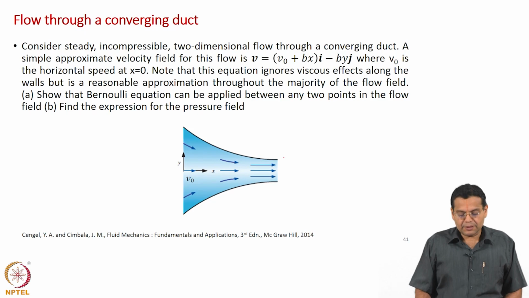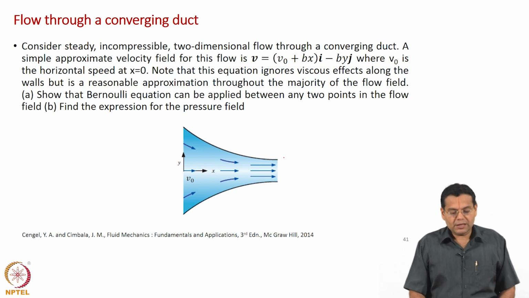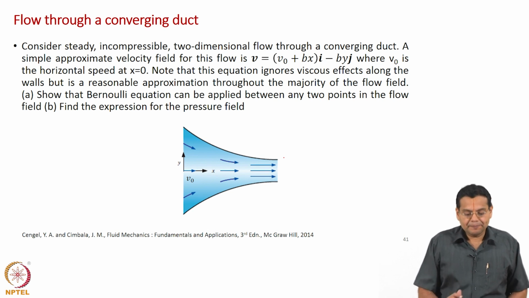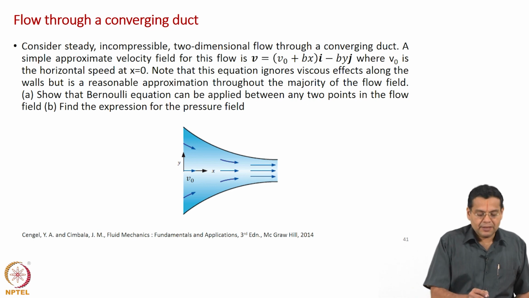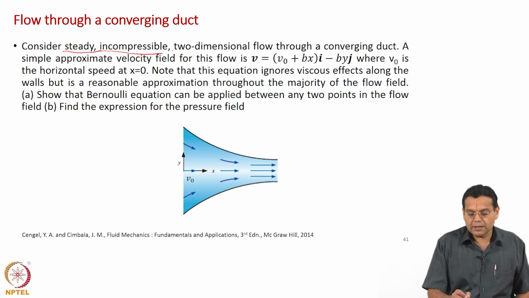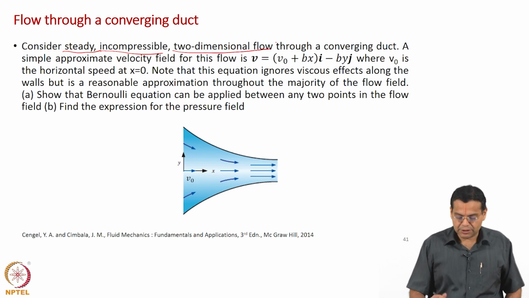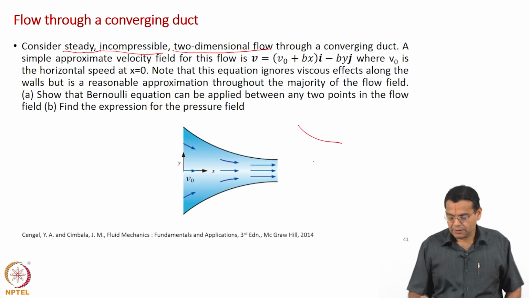Let us take an example to illustrate the Bernoulli's equation under irrotational flow condition. So, this is a flow through a converging duct. Let us read the example. Consider steady incompressible two dimensional flow. I think by this time we can easily understand these terms, steady, incompressible and two dimensional flow through a converging duct, and that is what is shown here, a converging duct.